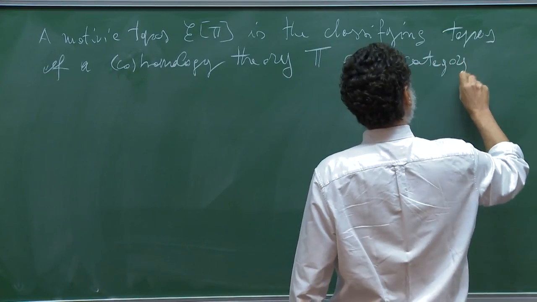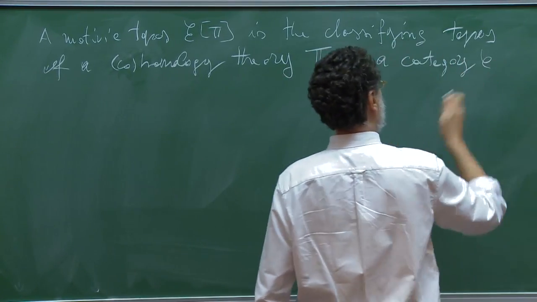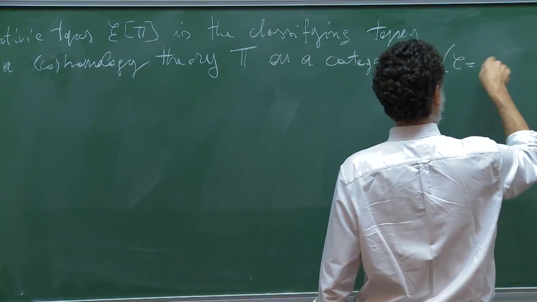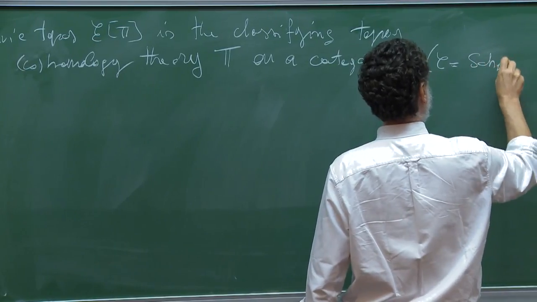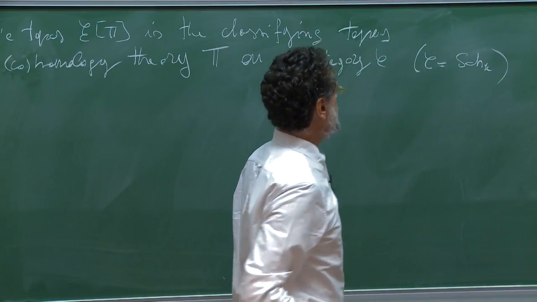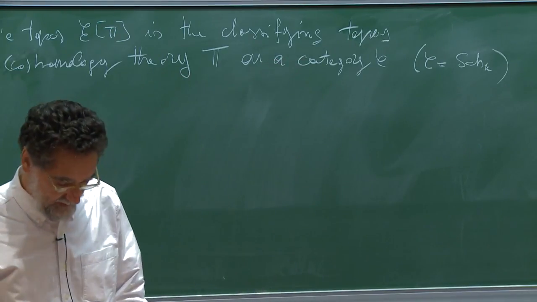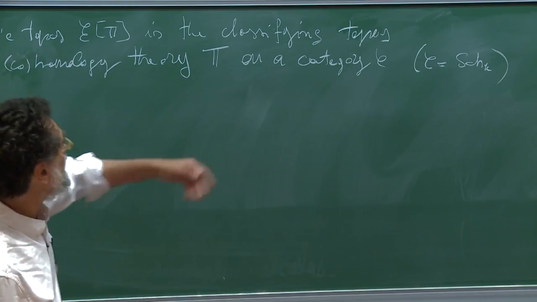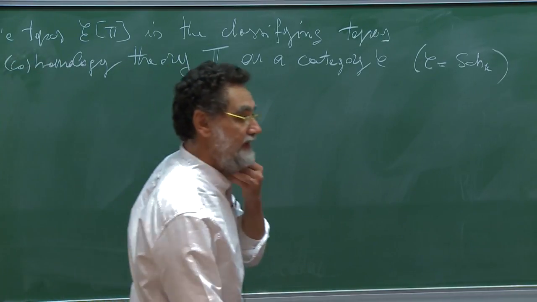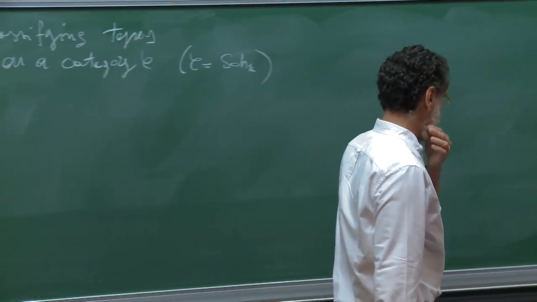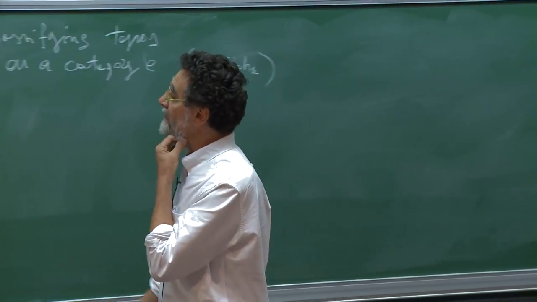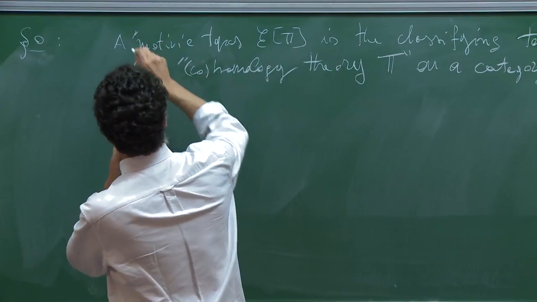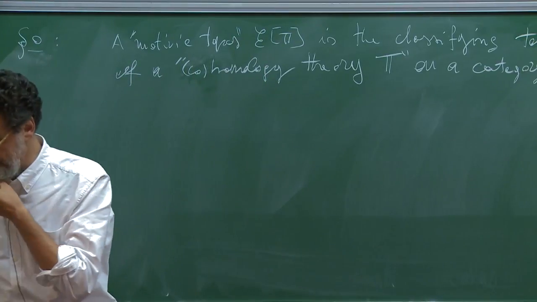I will give you the idea for any category C, but of course for us the main application is for schemes over a field. And when I say schemes, I mean of finite type over a field, so algebraic schemes over a field. Of course, this is ambiguous and not unique. It depends on the theory, on what the cohomology theory is.